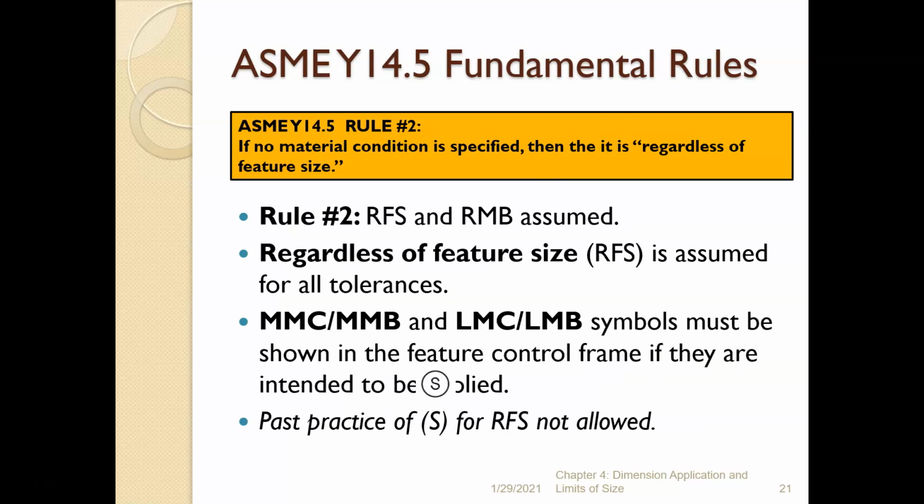And then finally, the last thing in this chapter, we talk about rule number 2. So rule number 1 is perfect form at MMC. Rule number 2 says that if no material condition is specified, then the material condition is regardless of feature size. Okay, there's a typo right there. I'll fix that typo. To summarize rule number 2, RFS, regardless of feature size and regardless of material boundary, is assumed unless you see an MMC or LMC symbol otherwise. So regardless of feature size is assumed for all tolerances.